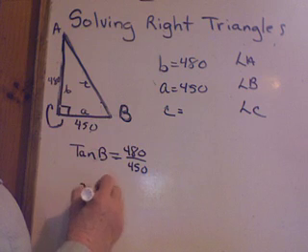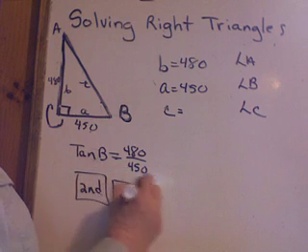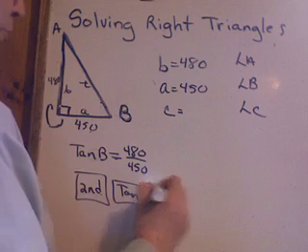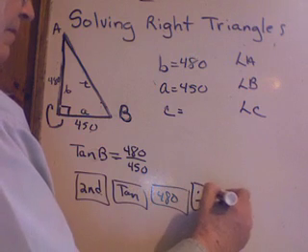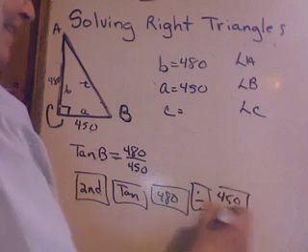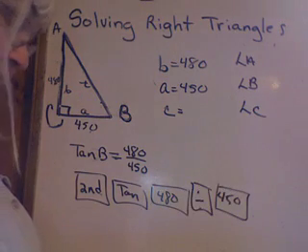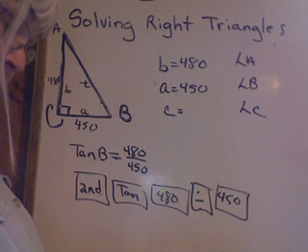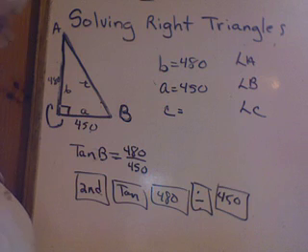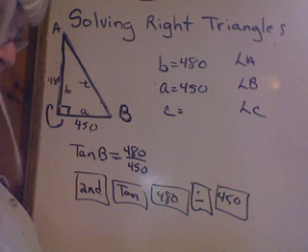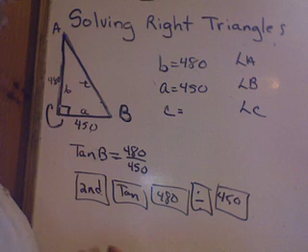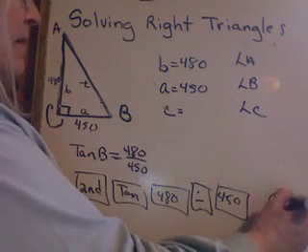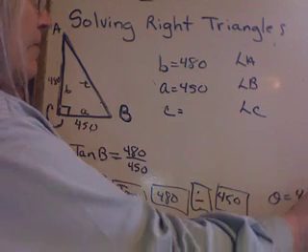Basically, you're going to press the second button, then you're going to press the tangent button, and then you're going to press 480 divided by, what do you think, 450. Let's see what we get. All right, so I'm going to type it in. Second tangent, 480 divided by 450. And let's round it to one decimal place, so that's 46.8. So theta equals 46.8 degrees.